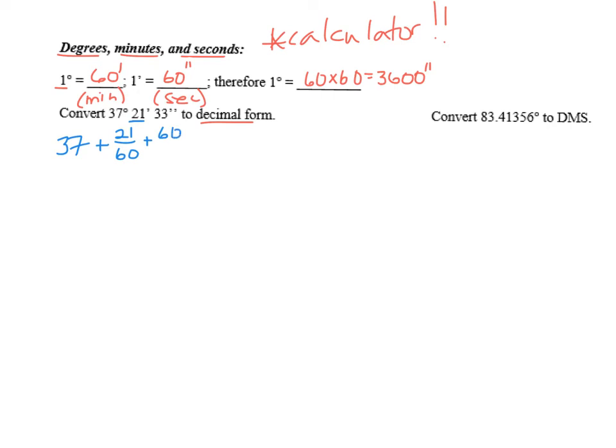That's how many seconds are in, I'm thinking as fast as I'm writing, sorry, or faster actually. That's how many seconds are in a degree. So 33 divided by 3,600. The nice thing about that is you should be able to enter all of that in at once. So type that all into your calculator and press enter. You should get approximately 37.3592 degrees. So just under half of a degree.